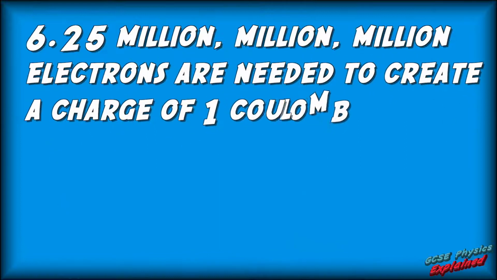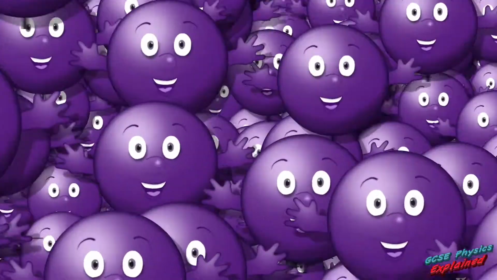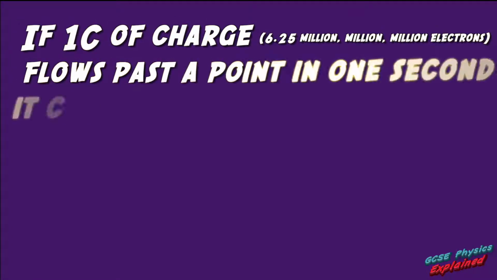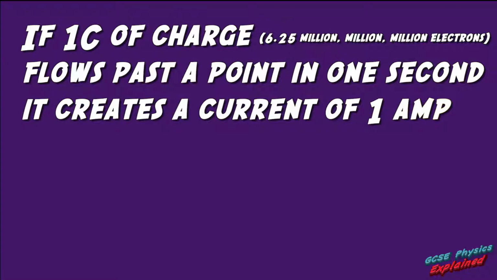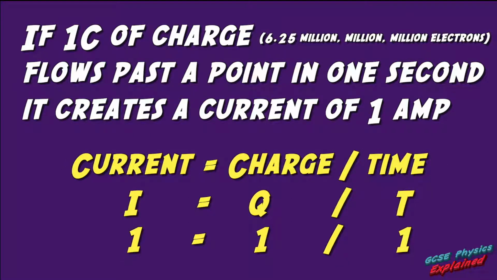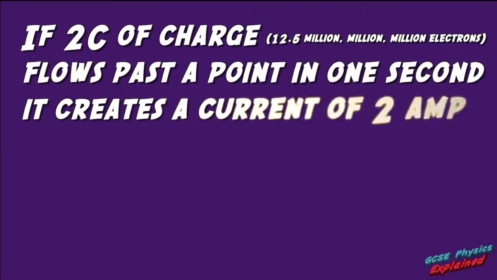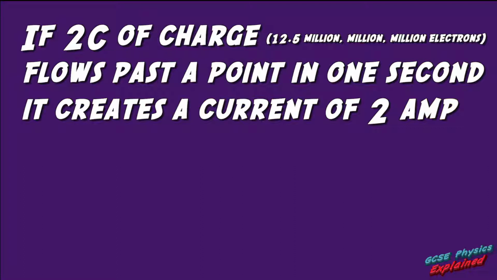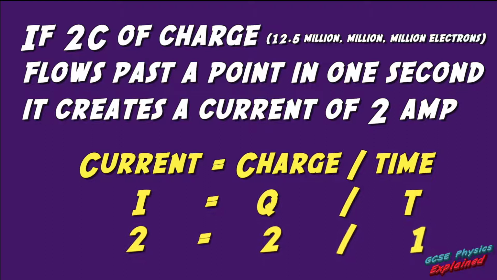6.25 million electrons are needed to create a charge of 1 coulomb. And if that 1 coulomb of charge flows past a certain point in a circuit in 1 second, it creates a current of 1 amp. If 2 coulombs of charge flows past a certain point in a circuit in 1 second, it creates a current of 2 amps.